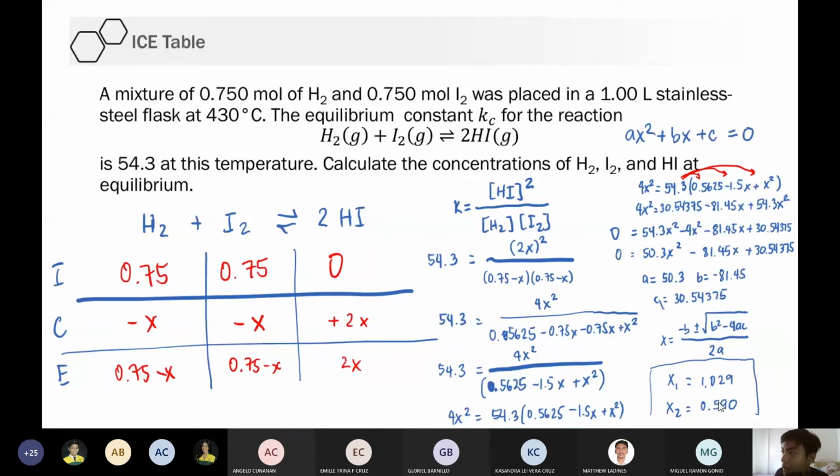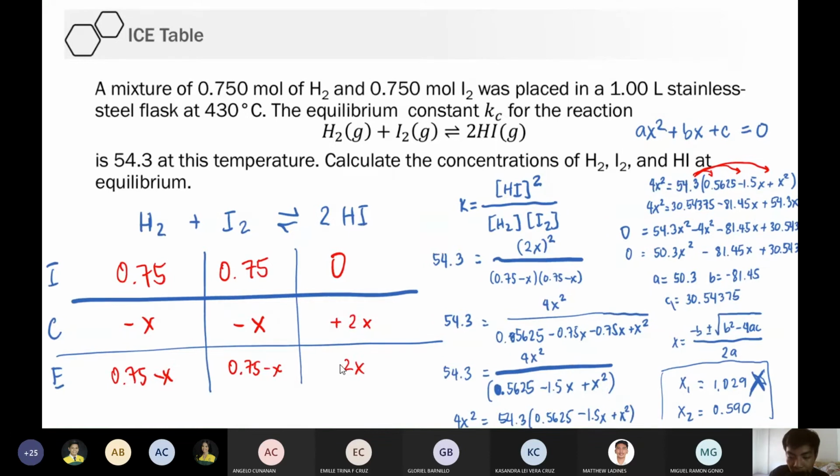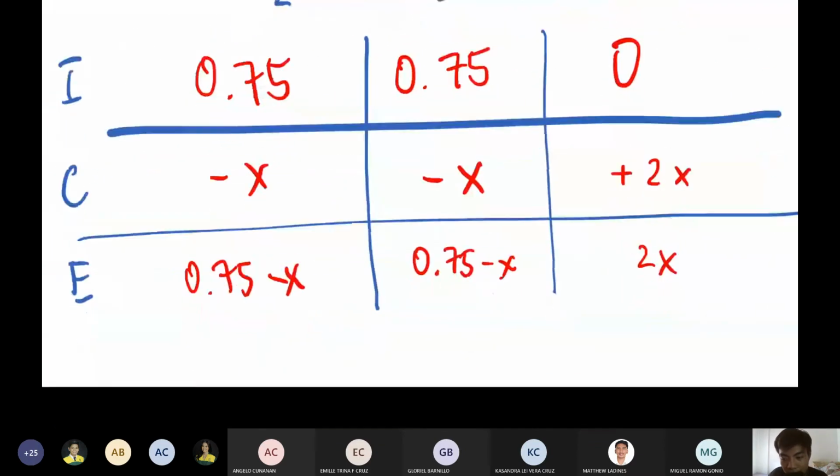So that means among the two choices that we have, x2 will be chosen. Si x1, bakit? 1.029 yan eh. Lagpas yan sa 0.75. So, di ko gagamitin yung x1. Yung x2 gagamitin ko, yung 0.59. So, I will plug in x equals 0.59 dito sa e. Okay? So, ganun yung pagpili ha.